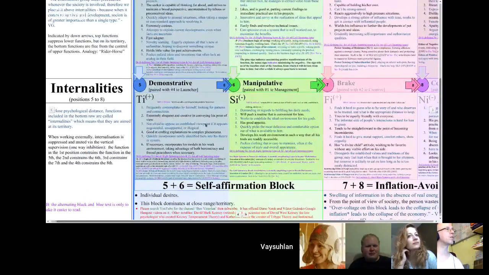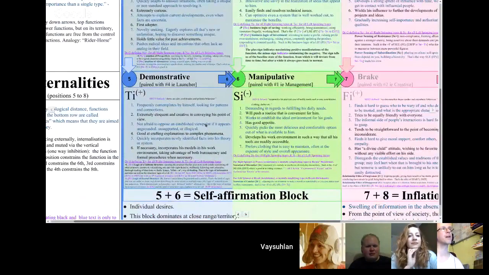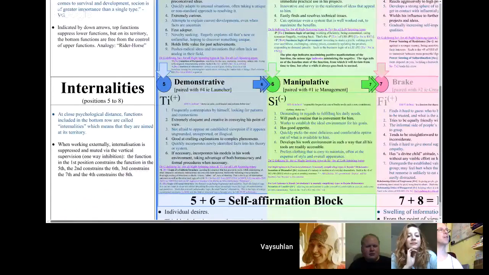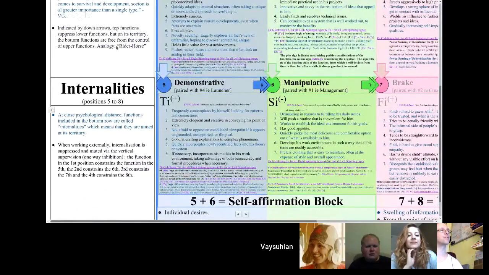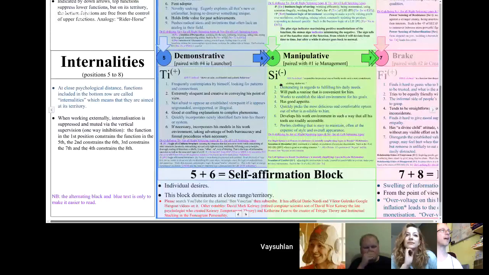Right. Oh, yeah, so we've got it there. Indicated by down arrows, top functions suppress lower functions, but on its territory, the bottom functions are free from the control of the upper functions. Analogy rider-horse. Right. At close psychological distance, functions 5 to 8, included in the bottom row, called internalities, which means they are aimed at its territory. When working externally, internalization is suppressed and muted by the vertical supervision.